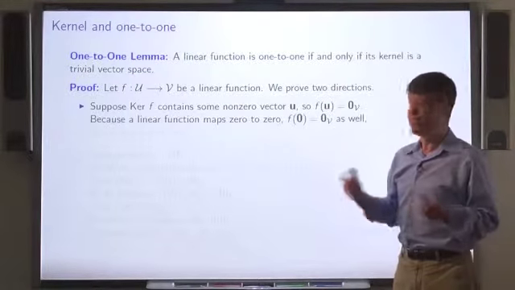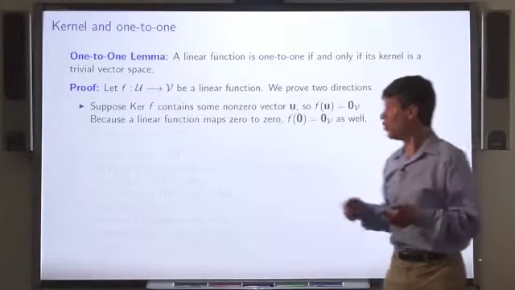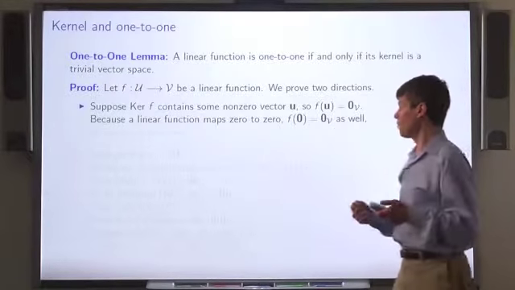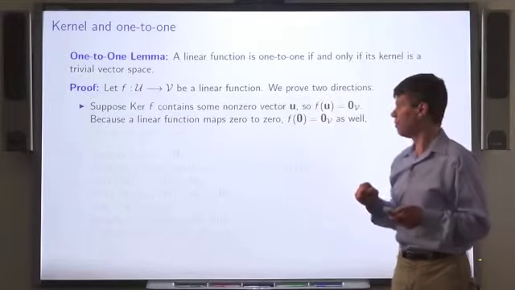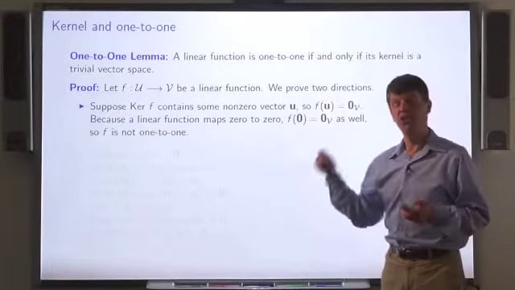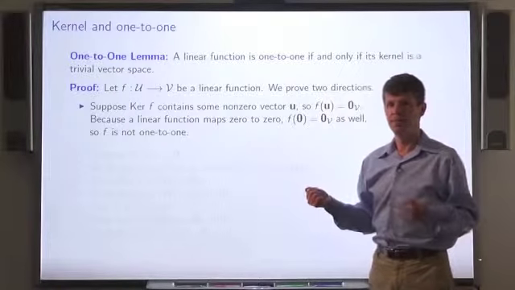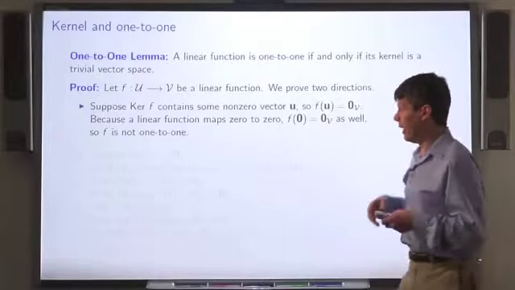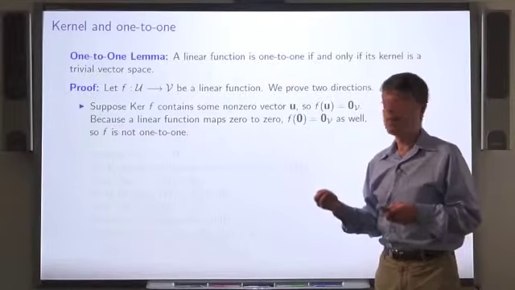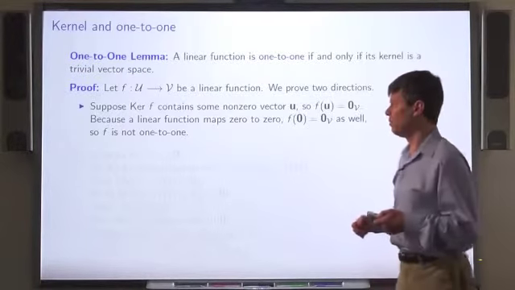Now, we've seen that a linear function always maps the zero vector to the zero vector. So f of 0 is also the zero vector. So this shows that the function is not one-to-one. Equivalently, we've shown that if a function is one-to-one, then its kernel must be trivial.